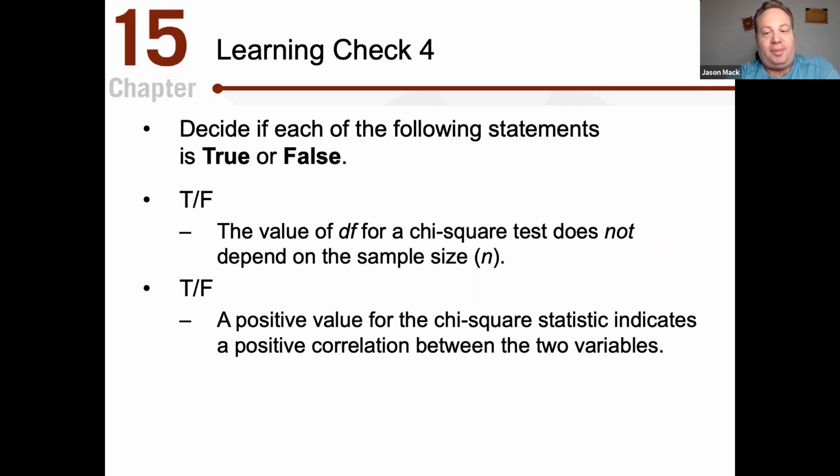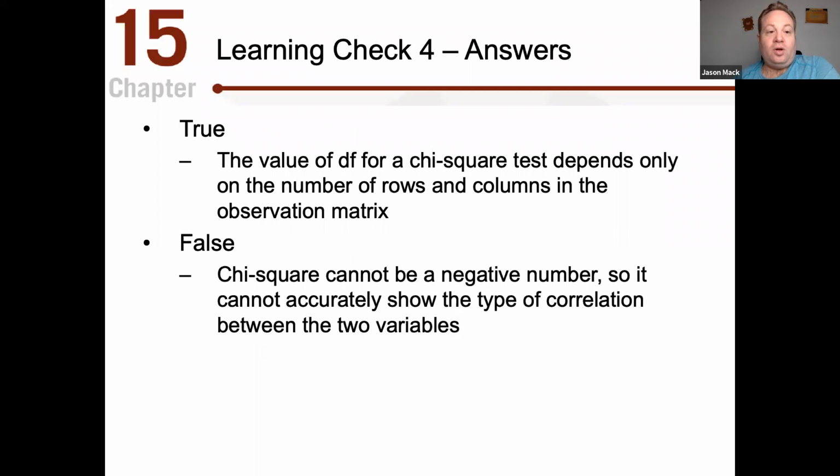Decide if each of the following statements is true or false. True or false, the value of degrees of freedom for a chi-square test does not depend on the sample size n. True or false, a positive value for the chi-square statistic indicates a positive correlation between the two variables. Number 1, true. The value of the degrees of freedom for a chi-square test depends only on the number of rows and columns in the observation matrix. False. Chi-square cannot be a negative number, so it cannot accurately show the type of correlation between the two variables.